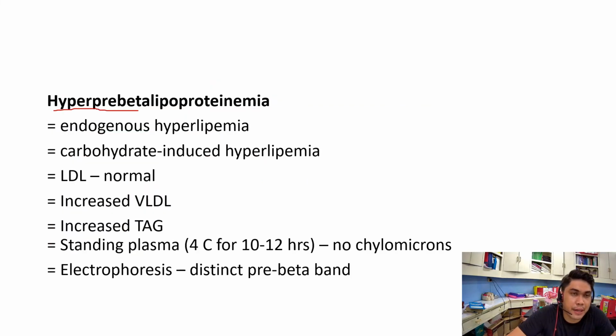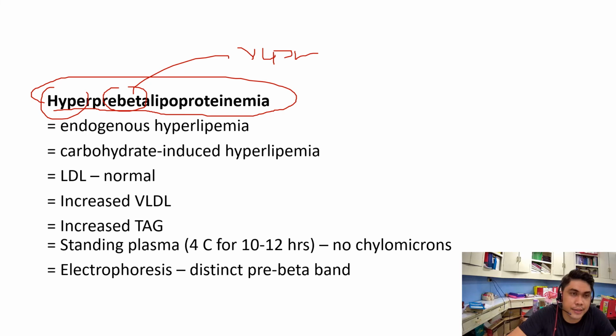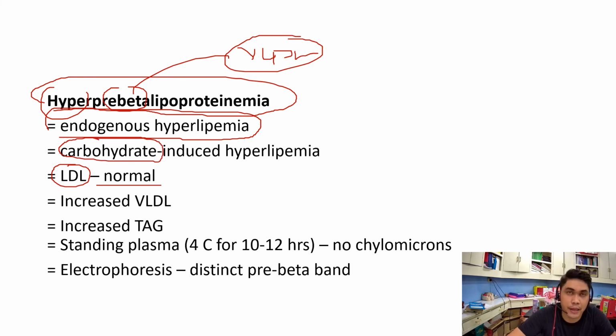Next, you have hyper pre-beta lipoproteinemia. So hyper pre-beta means increased VLDL. So there is endogenous hyperlipemia. So in this disease, there's an increase in triglyceride due to an increase in VLDL. For this one, the LDL concentration is normal, but there is an increase in VLDL due to increased carbohydrate intake. Remember, if there is an excess of carbohydrates or an increase in glucose, that excess glucose will be converted to fat. And the product is an increase in VLDL, or an increase in endogenous triglyceride. So there is endogenous hyperlipemia.